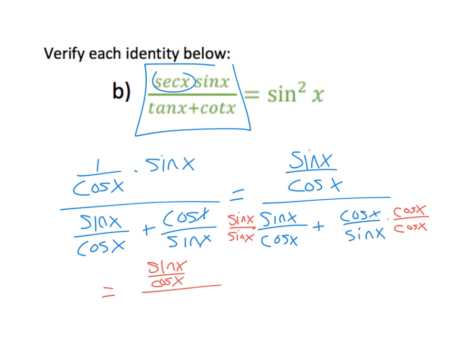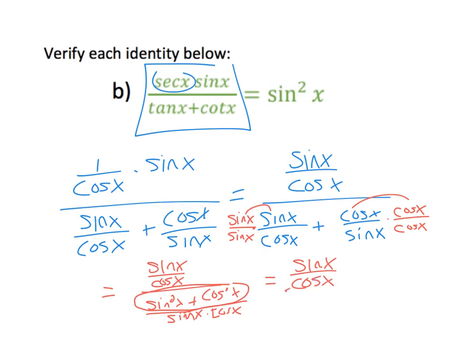But on the bottom, I can combine that as one fraction, and it ends up being sine squared plus cosine squared all over sine times cosine. And notice when I write the numerator of the denominator there, that's sine squared plus cosine squared equals 1. And so what I have now is sine of x over cosine of x over 1 over sine times cosine.